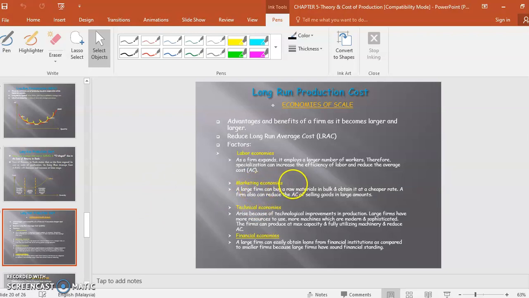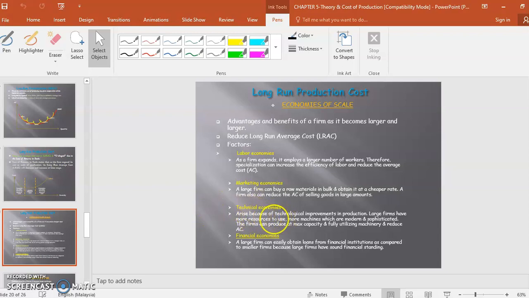Number 2 is marketing economies. A large firm can buy raw materials in bulk and obtain them at a cheaper rate. A firm also can reduce the average cost of selling goods in large amounts. Normally, firm yang besar ni beli raw materials in bulk, dalam kuantiti yang sangat banyak ataupun pukal. So dia dapat harga lagi murah. So bila dia jual, dia akan dapat untung yang tinggi and dapat reduce cost. Sebab bila beli banyak, dapat harga yang murah, cost tu murah lah.